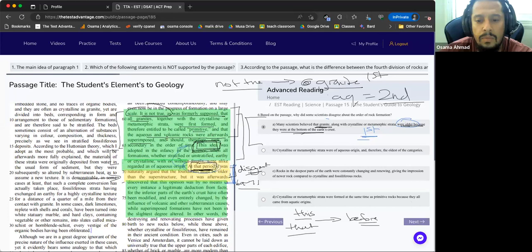Edifice most nearly meets, right? Line 84, edifice most nearly meets. Here. Even in cities such as Venice and Amsterdam, it cannot be laid down as universally true that the upper parts of each edifice, whether of brick or marble, are more modern than foundations which they rest.